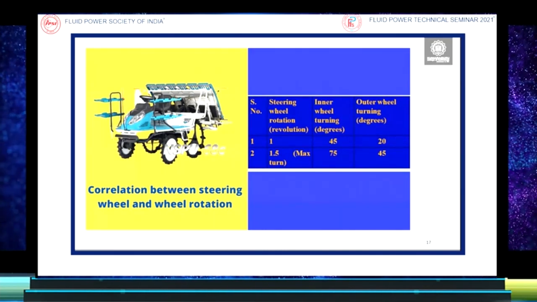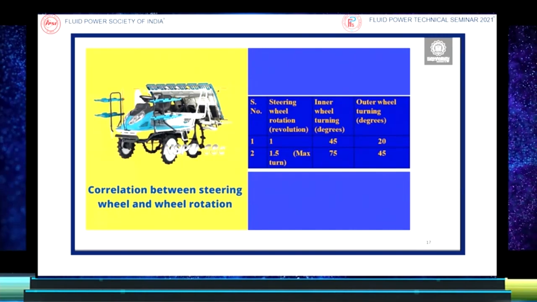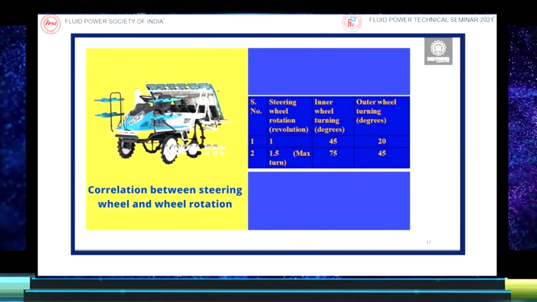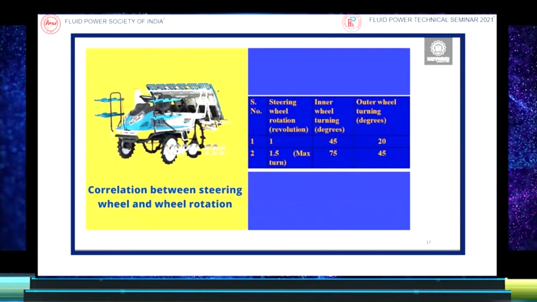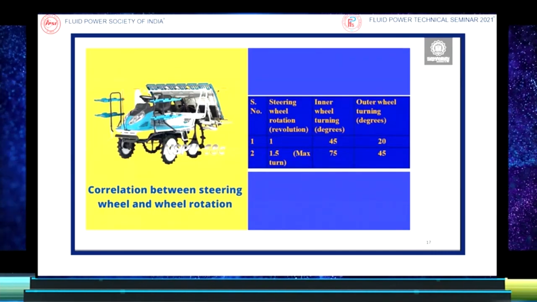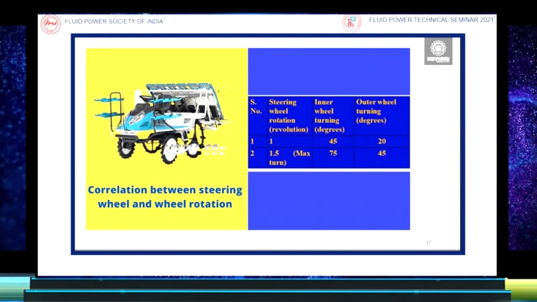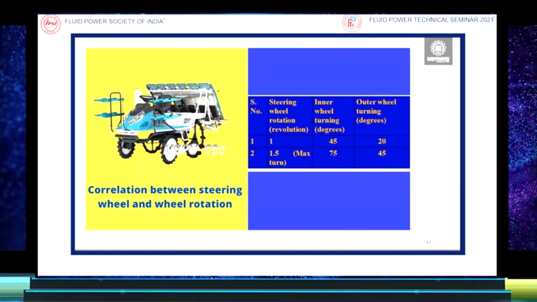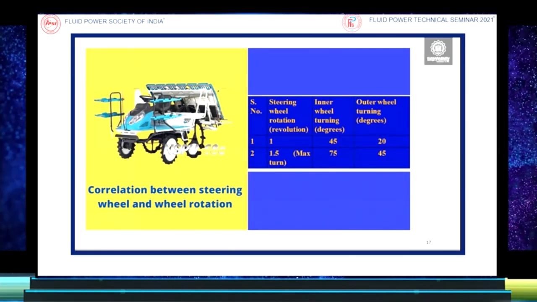And of course, in the subsequent section, I can show you the entire disassembled system, how it is going to be. So here, the major challenge is the steering wheel and wheel rotation. If I wanted to convert manual steering to auto steering, we have to understand the correlation between the wheel rotation and the steering rotation. It can turn a maximum of about 75 degrees.